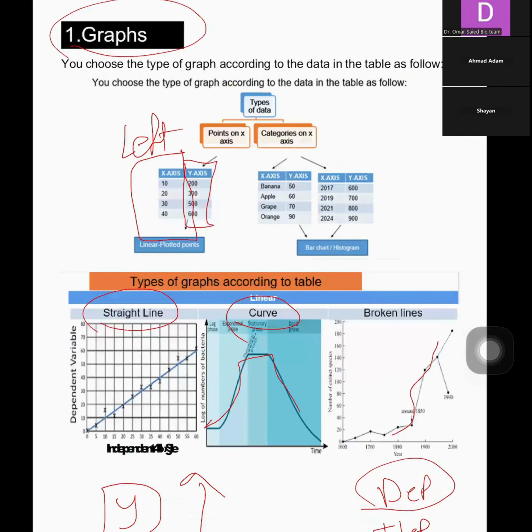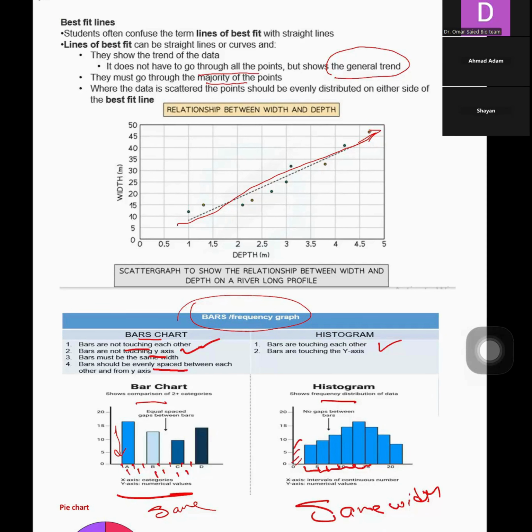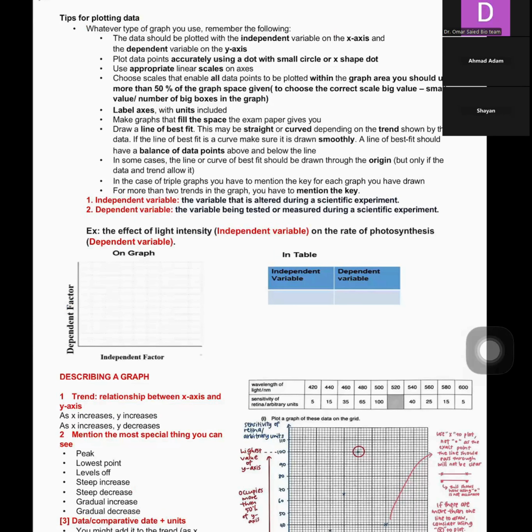So till now in graphs, you have learned that x is the independent variable, y is the dependent variable. A bar chart has evenly spaced bars, not touching the y-axis. A histogram is touching the y-axis, with even width and no spaces. Okay, next, how to plot a graph. How to plot a graph.